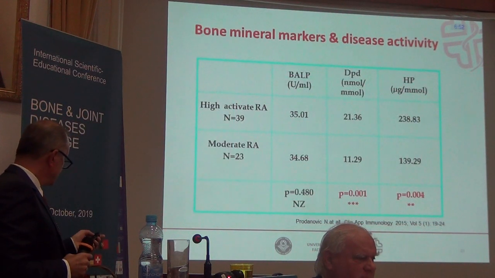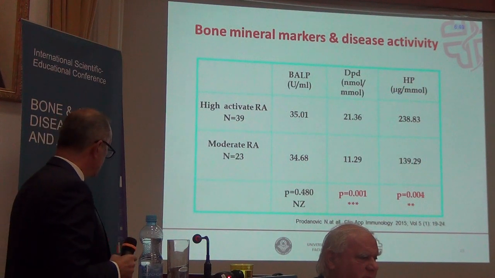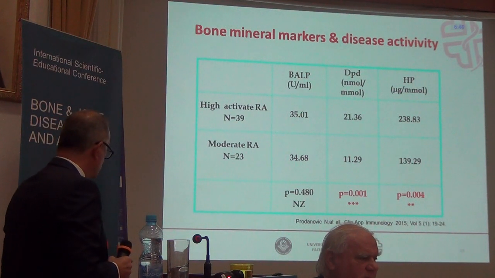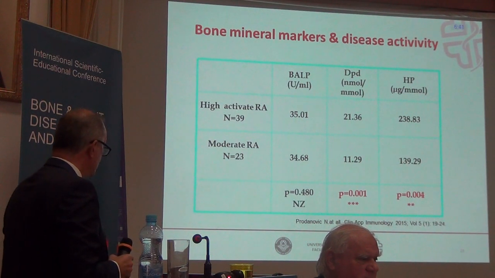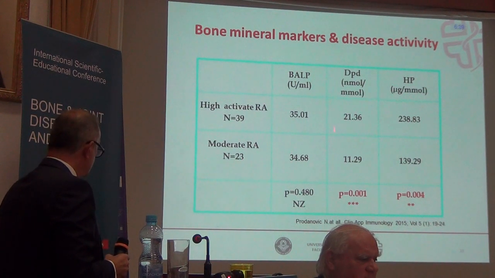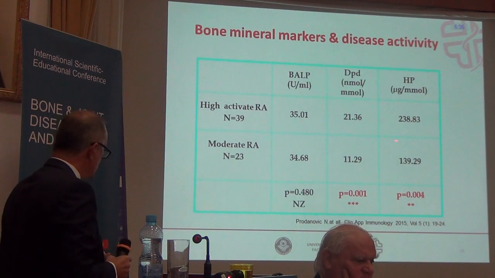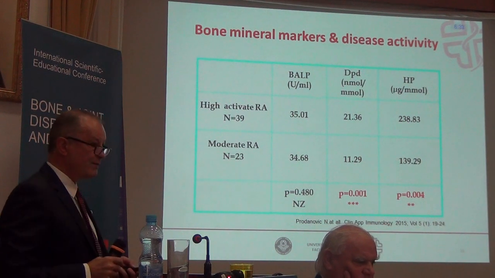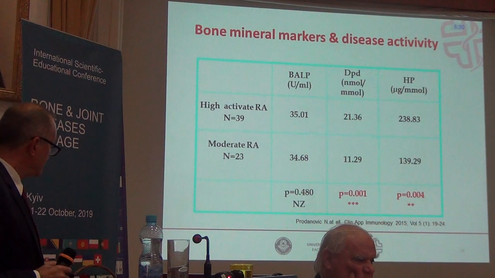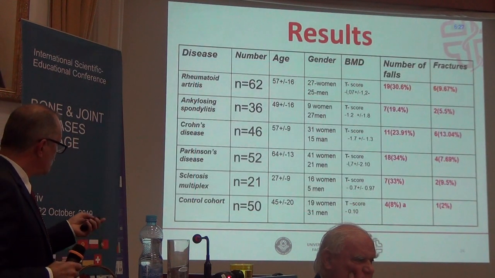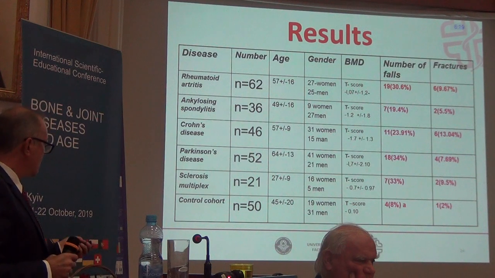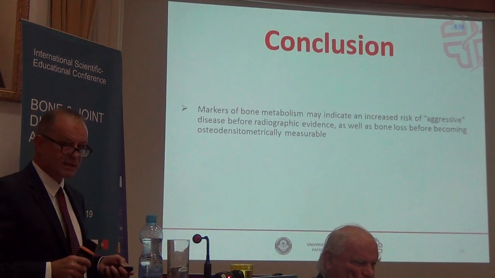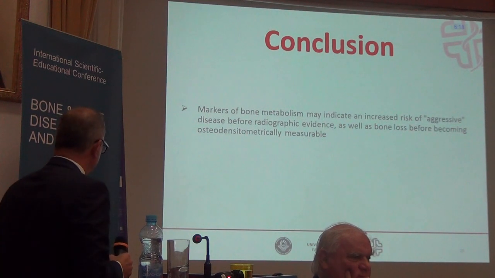Of course, there is a very statistically significant correlation between bone markers, which present bone resorption, with high activity, especially in rheumatoid arthritis, in connection with activity of the disease in rheumatoid arthritis. Number of falls is mostly seen in patients with rheumatoid arthritis. I just show you one very, very important data for us.